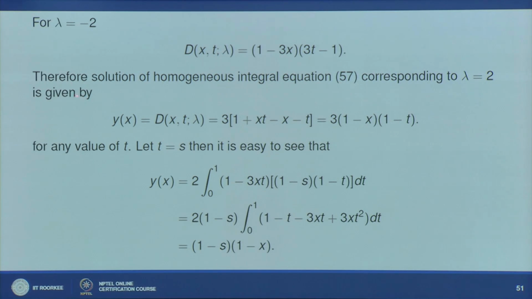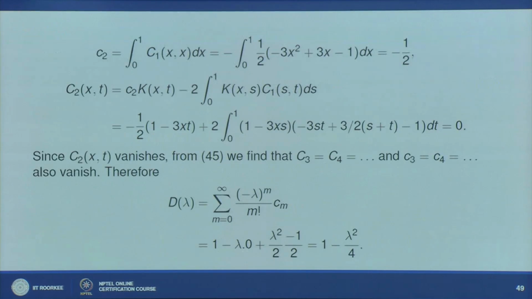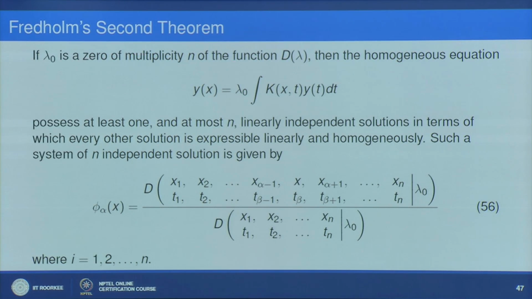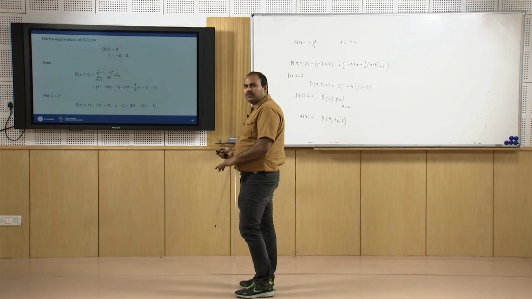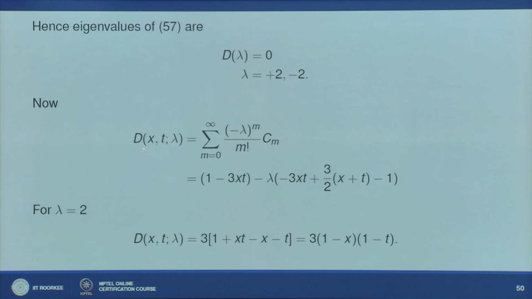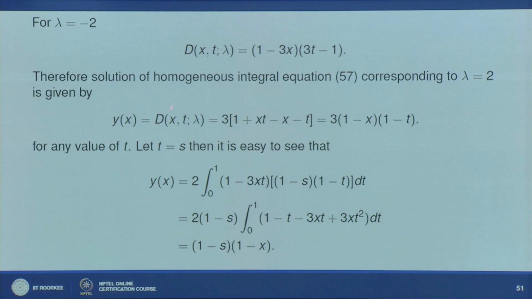So in this case, if we apply Fredholm's second theorem, that if lambda naught is a zero of multiplicity n, here n is equal to 1, in that case we have at least 1 and at most 1. So at least one solution is given, and you can find that solution by the nth minor of your Fredholm D of lambda. Here the first minor of D of lambda is given by D(x,t;lambda). So corresponding to lambda equal to 2, the solution y of x is given by D of (x,t;lambda).